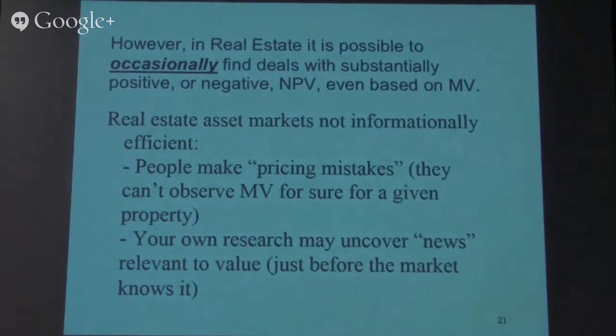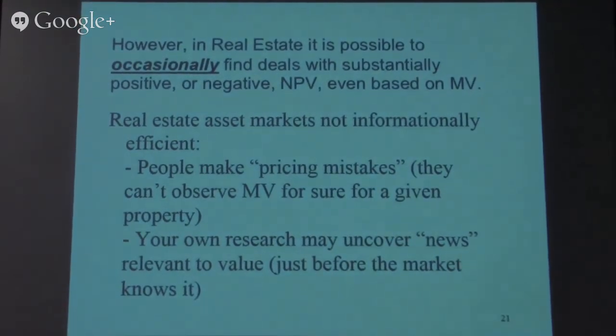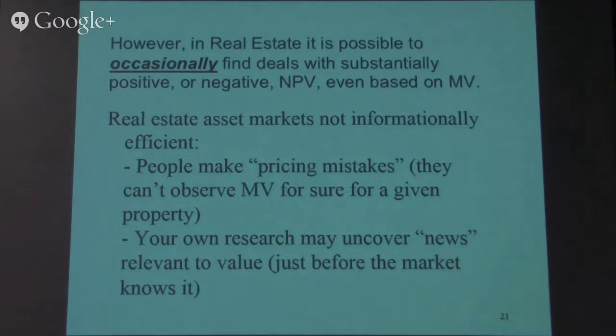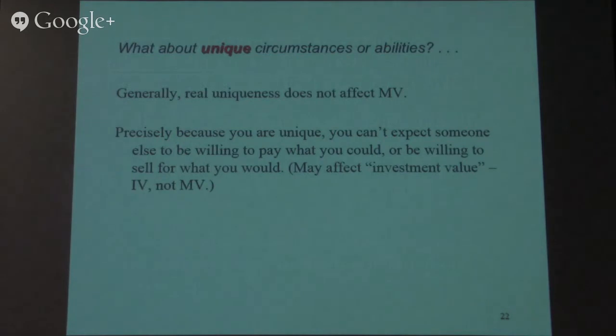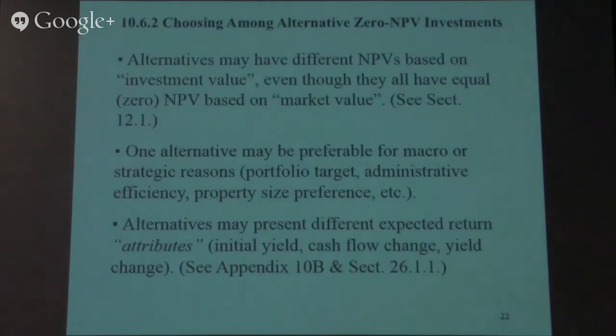So also, real estate markets are not so informationally efficient. People do make pricing mistakes. You can find situations where you can buy a property at above or below its market value. Be careful that you don't end up on the wrong side of such a mistake. That's why you've got to do your due diligence. That's why you've got to do your homework. That's why this is not so simple and straightforward as buying or selling stocks. Unique abilities are not going to really affect market value, right? It may affect your investment value, and therefore whether you want to particularly buy a particular asset or sell a particular asset.